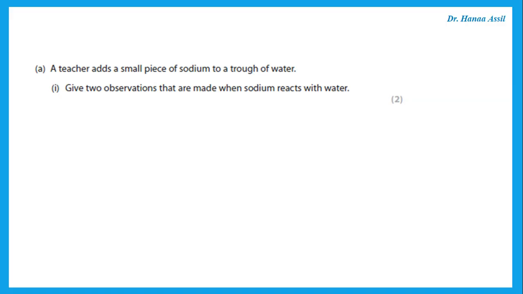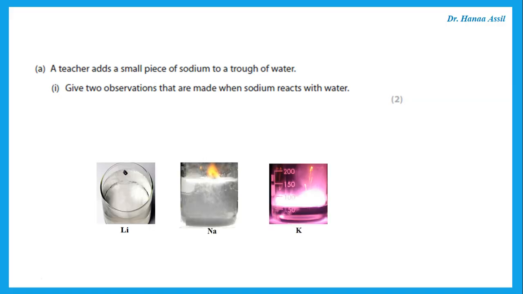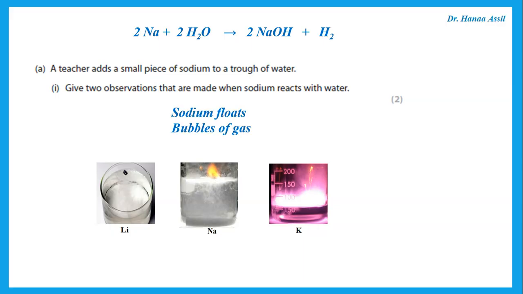A teacher adds a small piece of sodium to a trough of water. Give 2 observations that are made when sodium reacts with water. Remember we said going down group 1, lithium, sodium, potassium, it becomes more reactive. So sodium, what happens if I put sodium in water? It will react and give hydrogen gas, and that means I will see bubbles of gas. And of course we said group 1 have low density, so they all float on the surface of the water. If you need another observation, you could say that the sodium solid disappears or the sodium solid becomes smaller.